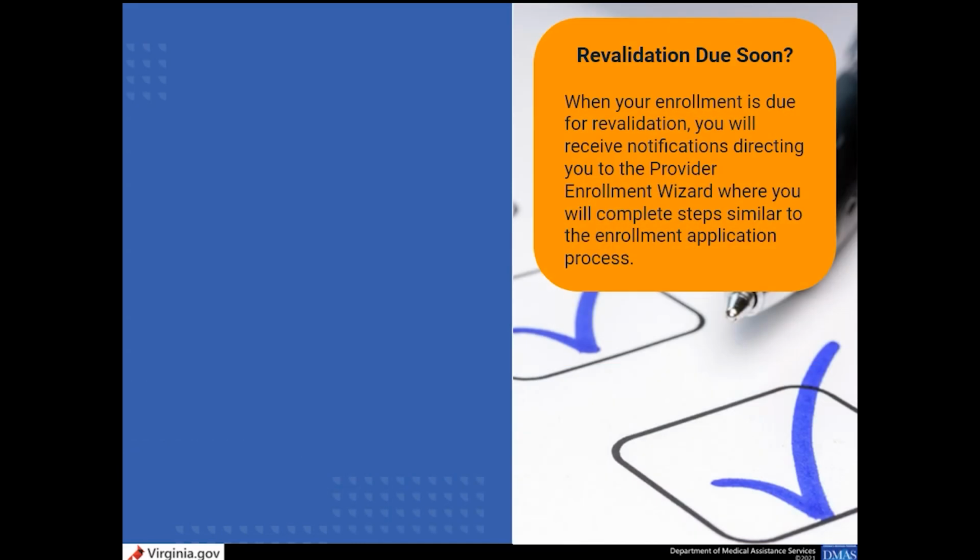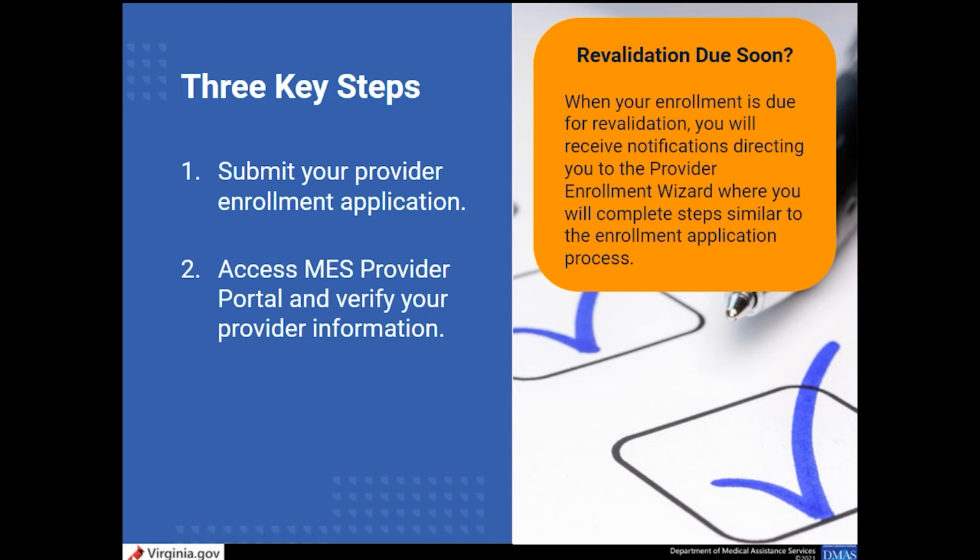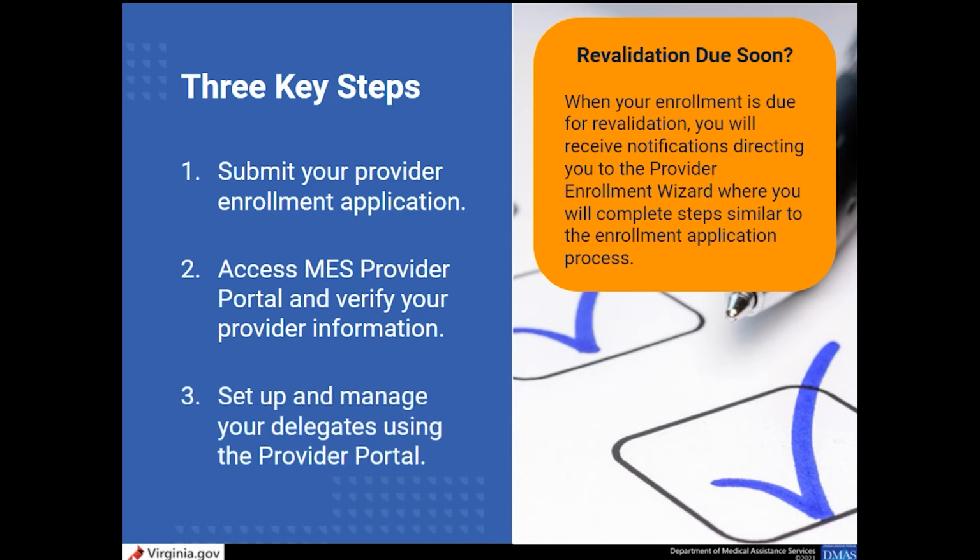This entire process includes 3 key steps. First, you'll need to enroll as a Virginia Medicaid provider if you are not already enrolled, or if you need to add a service location. Next, you'll need to access the MES Provider Portal. Then you'll need to set up all delegates who will perform tasks in the portal on the provider's behalf. It's that simple.